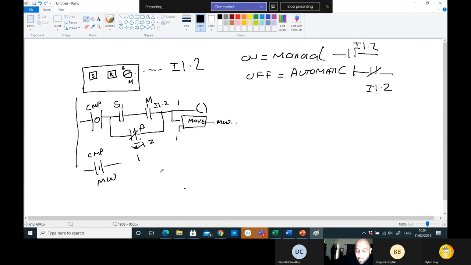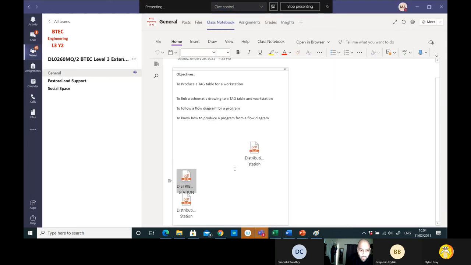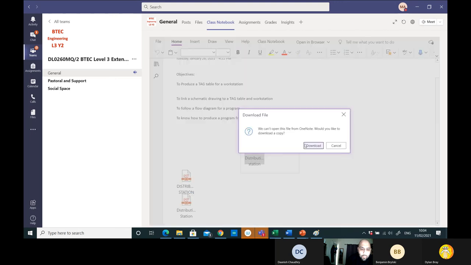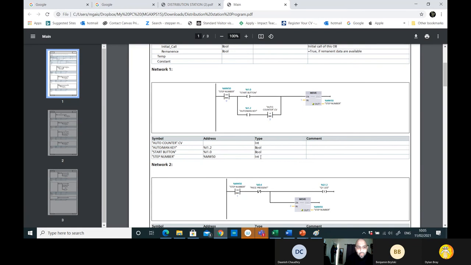I'm going to show you an example of the program for this. Very simple example. One second. Okay. So can you all see I've got a program on here, yeah? Now, this is a similar concept to what I've just explained, but it's just arranged in a different way.